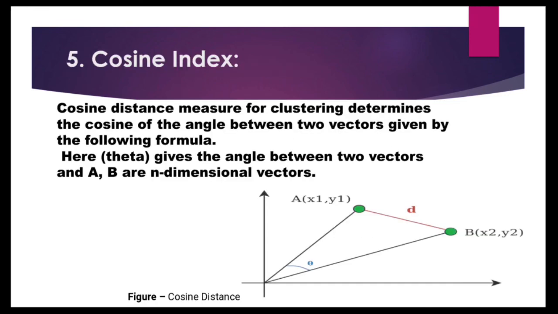Now the last one is the cosine index. Cosine distance measure for clustering determines the cosine of the angle between two vectors given by the following formula. Here theta gives the angle between two vectors, and A and B are called n-dimensional vectors.